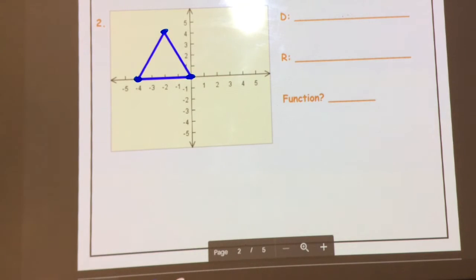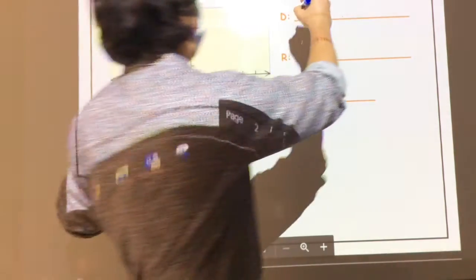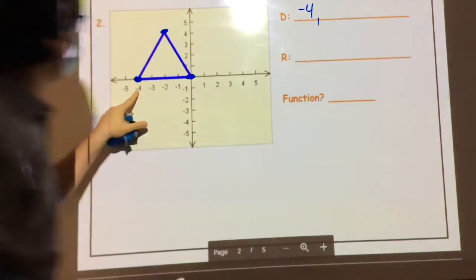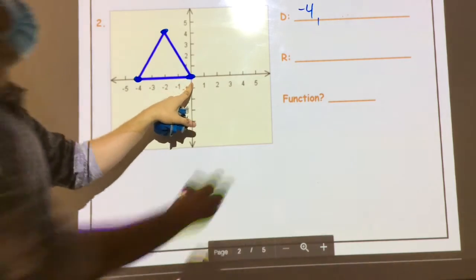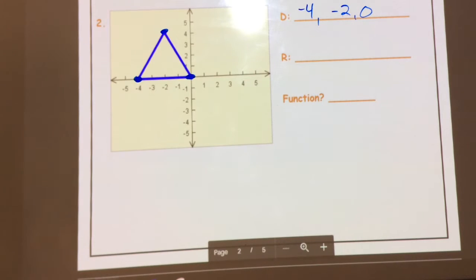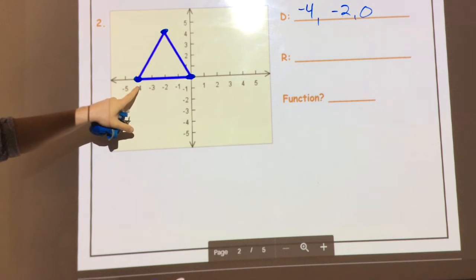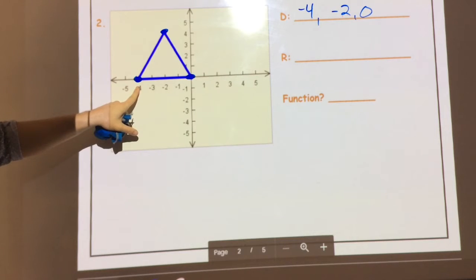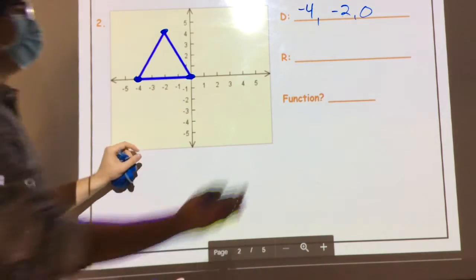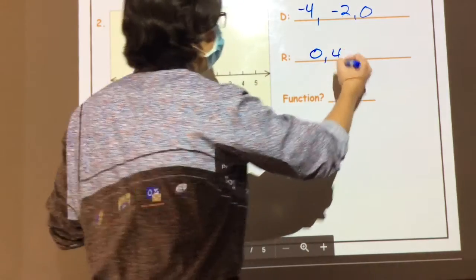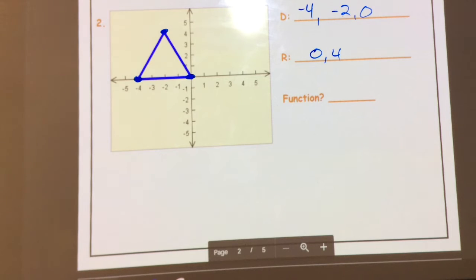Okay? So my domain is going to be -4, -2, and what? 0. Is everybody okay with that? Okay? My y value is going to be 0 and what? And do I have to put this 0 again over here? I don't have to. If you wanted to, like if Tommy was just feeling it and he was like, I really want to write the number 0 again, I'm not going to mark it wrong, but that would just be a waste of your time, right? Is everybody okay with that?